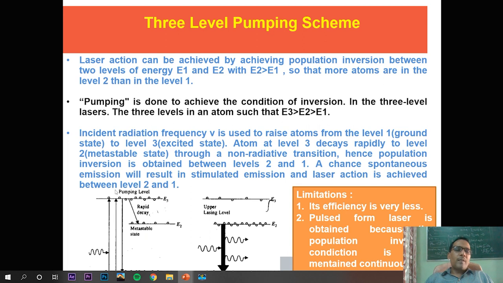Here its lifetime is 10 to the minus 8 seconds, and there is some probability of spontaneous transition also. The maximum stimulated atoms accumulate here at E2, which is known as the meta-stable energy level, by a non-radiative transition. Non-radiative means there is no emission of photons during the transition of atoms from E3 to E2. So these atoms are accumulated at E2, this meta-stable level.